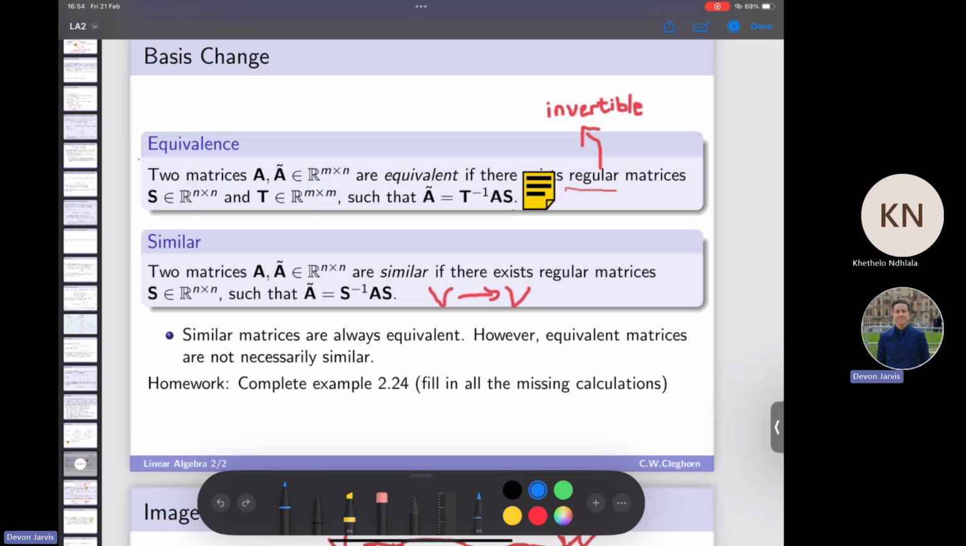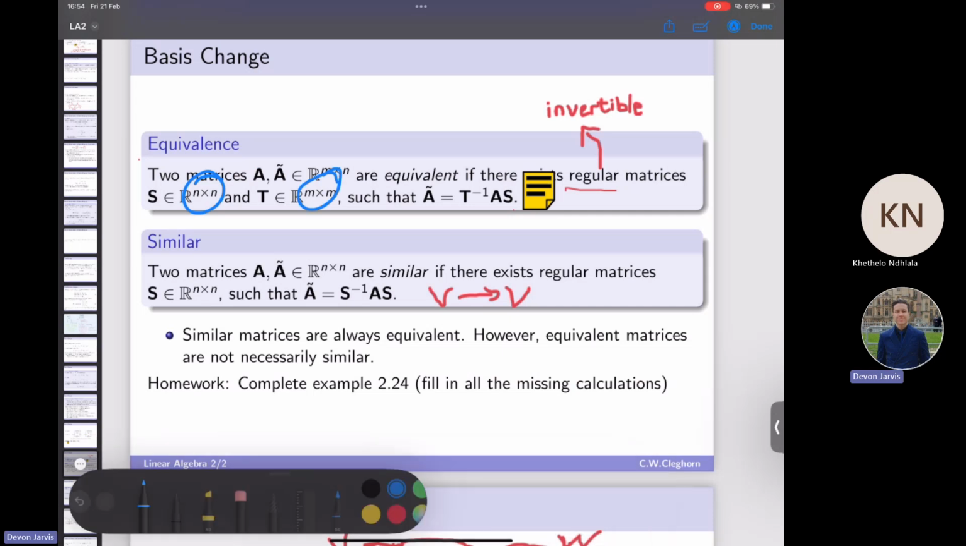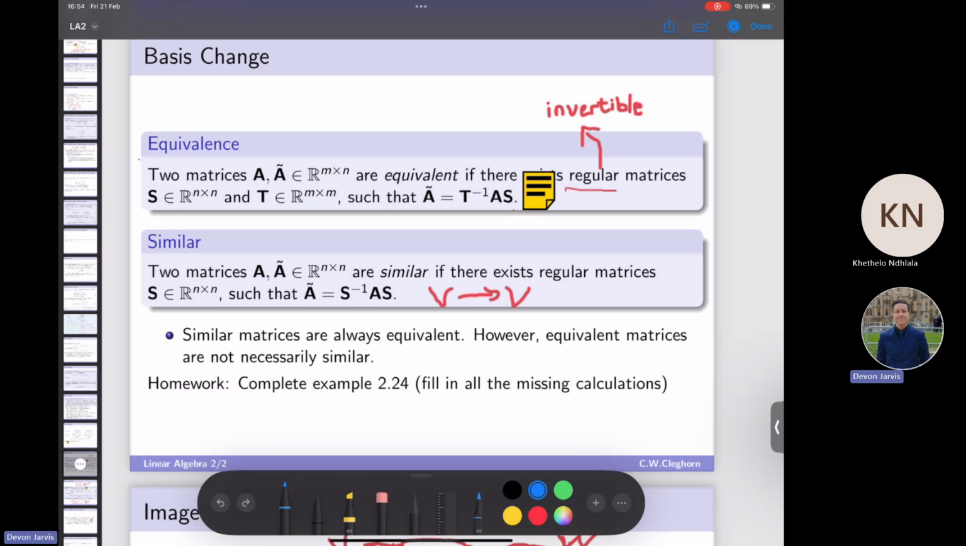Remember I was saying that this transformation A is more general, it might change the dimension, so it might go from N to M. But here these S's and T's, as we just saw, are our change of basis matrices, they must be square, because they must be invertible to change bases. And in that case we say that A tilde and A are equivalent mappings in the different bases.